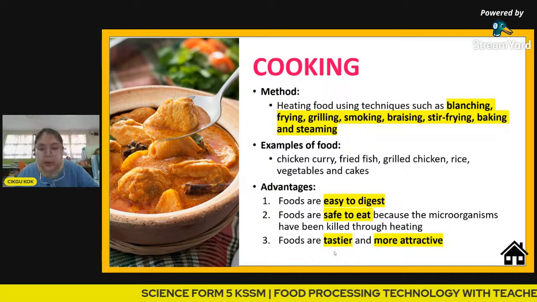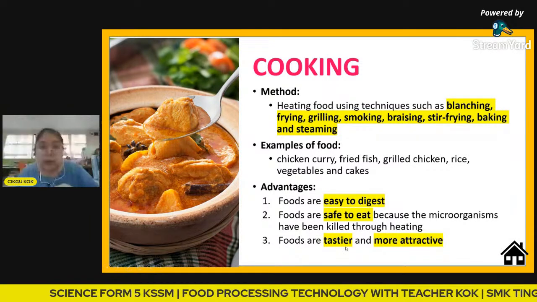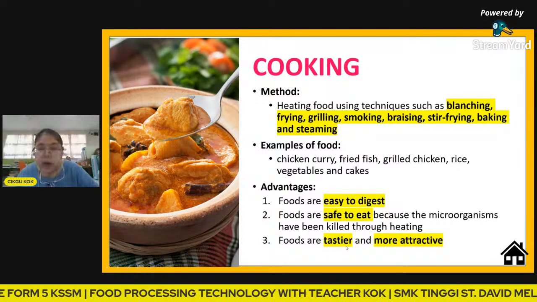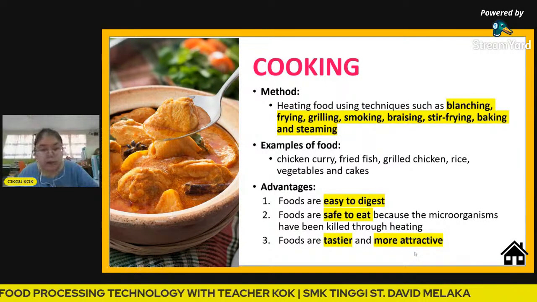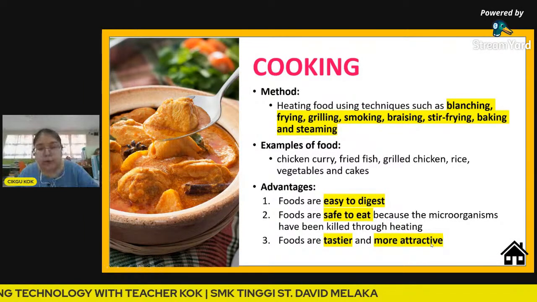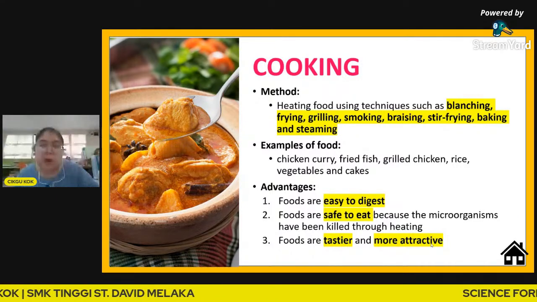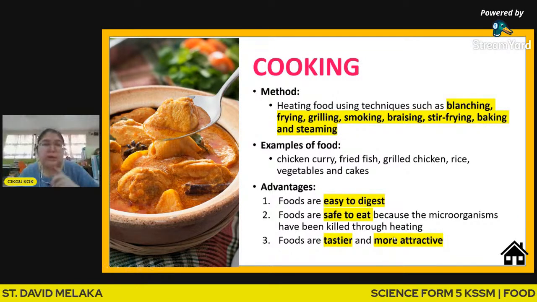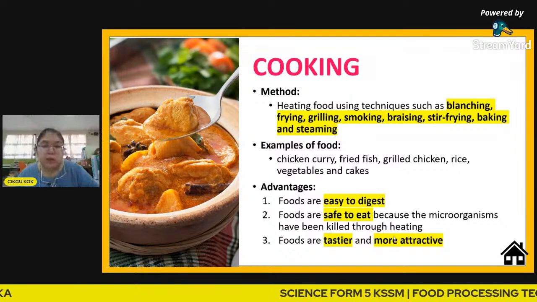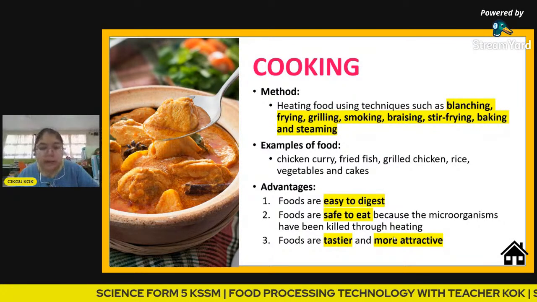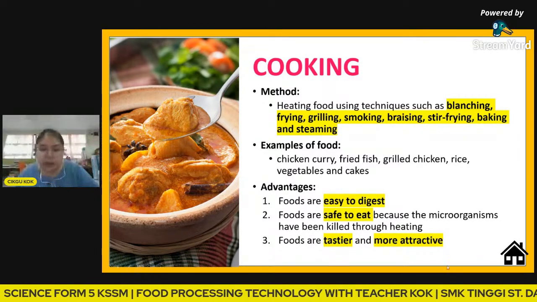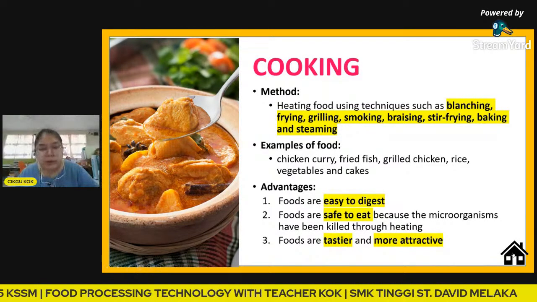Number three, tastier. This depends on how you cook, and also more attractive. More attractive also depends on how you design the display of the food. So this is the first one, cooking. You need to know the method and the example food, and I think you can also give some examples. So advantages. Okay, now we go to the second method.